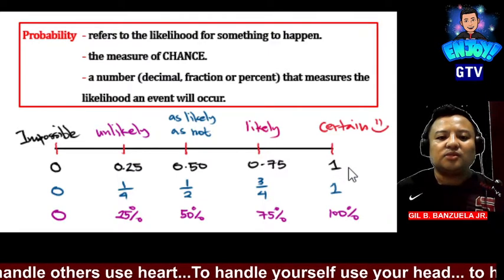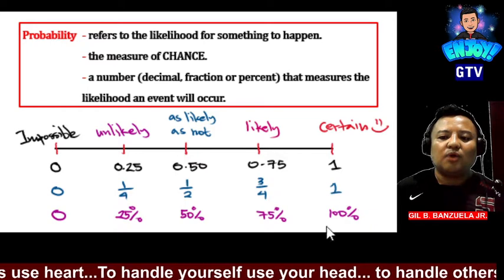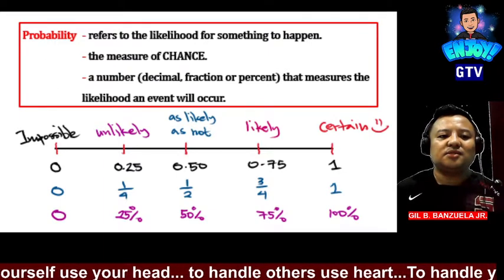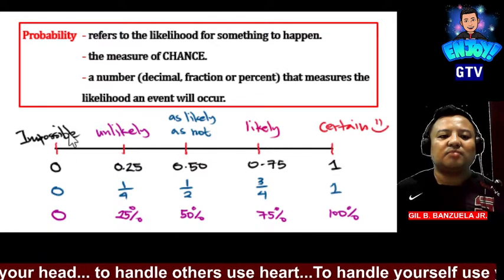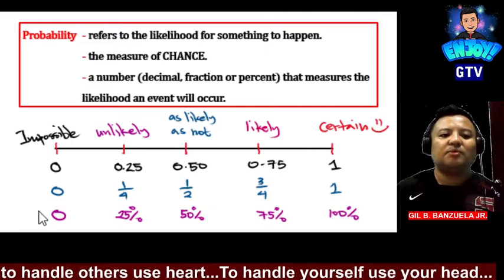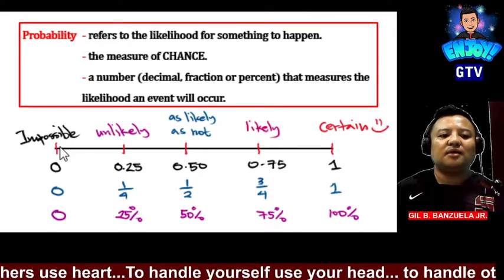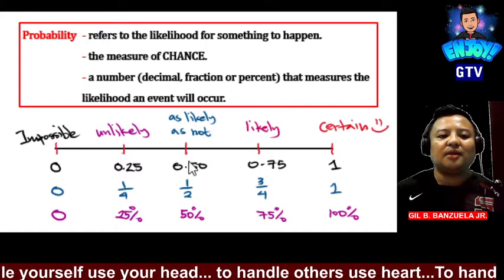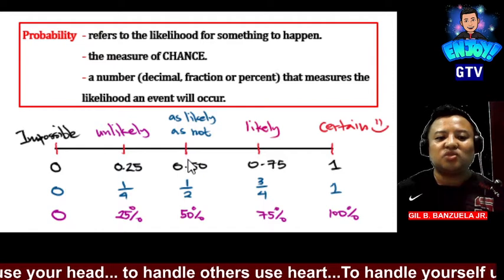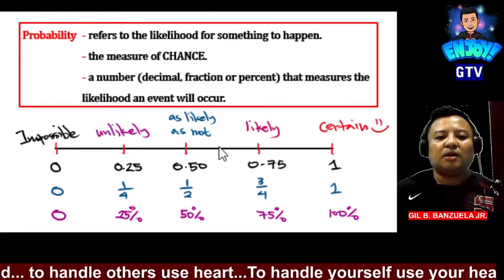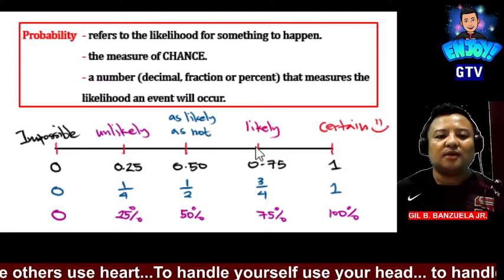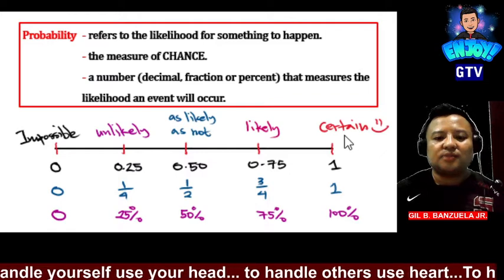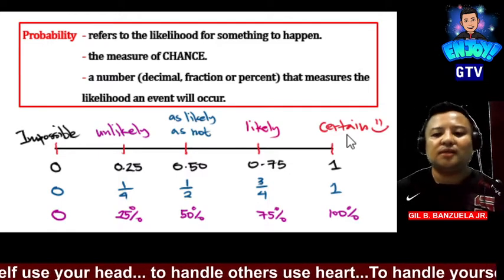And of course, if it is 1 or 100% in percentile, it is certain it will happen. Ayan. So, this is the probability measurement. Ayan. Impossible, 0 probability, unlikely to happen, greater than 0 but less than 0.50. So that is the range that will unlikely happen. At 0.50, that is as likely as not, or 50-50 chance. From 0.51 up to 0.99, this is the range that the event will likely to happen. And of course, at 1, it is certain to happen. Ayan. Okay. So, I hope that is very, very clear.